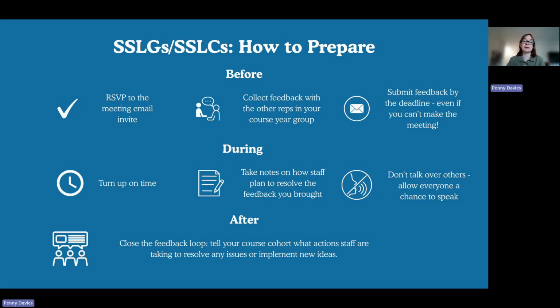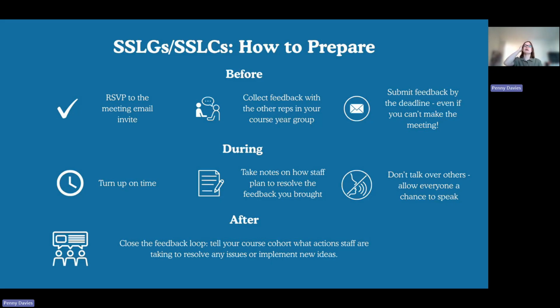Before the meeting, you should be collecting feedback with the other reps in your course year group. Make sure you're working with the other reps in your year group, if you have any, to collect feedback. This ensures that you don't raise contradicting feedback in the SSLG meeting. I have witnessed in the past students who are in the same year group on the same course, for example, second year fine art. One student says, oh yeah, students are really enjoying this module, and another rep says, actually, the students told me that they're not enjoying this module, and therefore the information is conflicting. Whereas if you're checking with the other reps in your year group what kind of feedback they're collecting, you can check what the actual majority opinion of the cohort is.